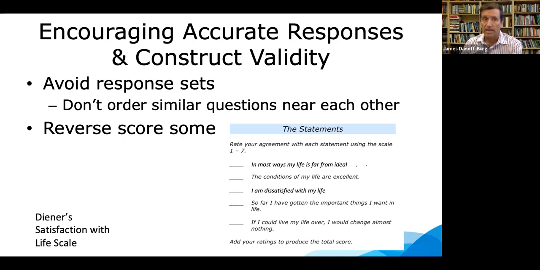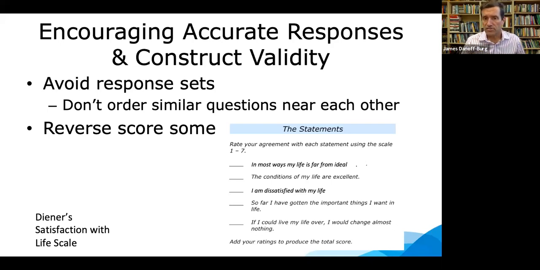I changed that. I reverse scored it to read, I am dissatisfied with my life. So now with this response set from the Diener's satisfaction with life scale, you would have to read this closely. If you were very satisfied with your life, in the first item, you would probably put a 1. Because my life is pretty close to ideal, right?